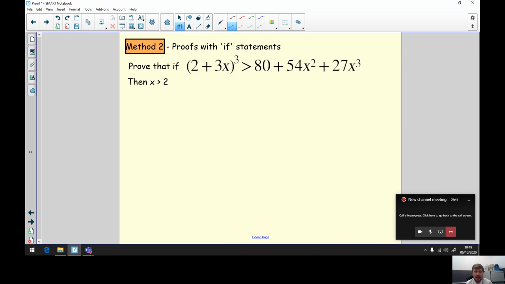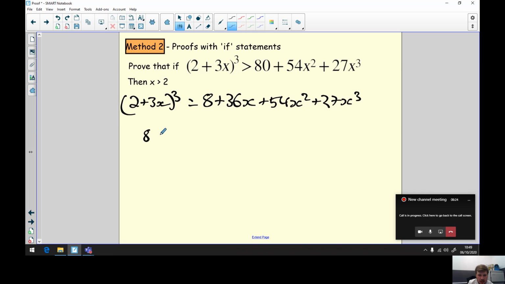Okay, and this leads us on nicely to a different set of questions. These are proofs with if statements, and all we need to do is prove that if 2 plus 3x cubed is bigger than 80 plus 54x squared plus 27x cubed, then x must be greater than 2. The way we do this, again, I've got this cubic here, I'm going to expand it, so 2 plus 3x cubed is equal to 8 plus 36x plus 54x squared plus 27x cubed.